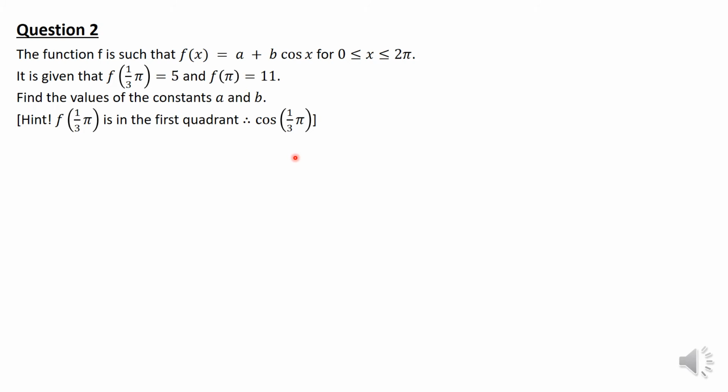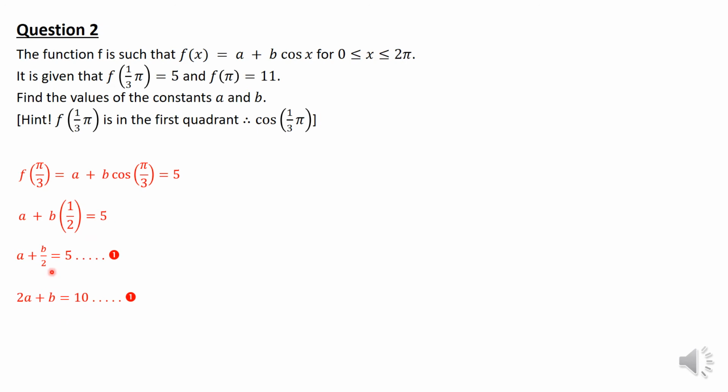But anyway, I will not go to the special angles. I'm just going to solve this by substituting pi upon 3 into x. You punch this on your calculator, but remember, as we're dealing with radians, your calculator should be in radian mode, okay? So I'm going to have here a half if I press cosine pi upon 3. And now obviously this can be simplified to 2a plus b is equal to 10, or you can leave it as a plus b upon 2 equals 5. But in any case, that is my first equation.